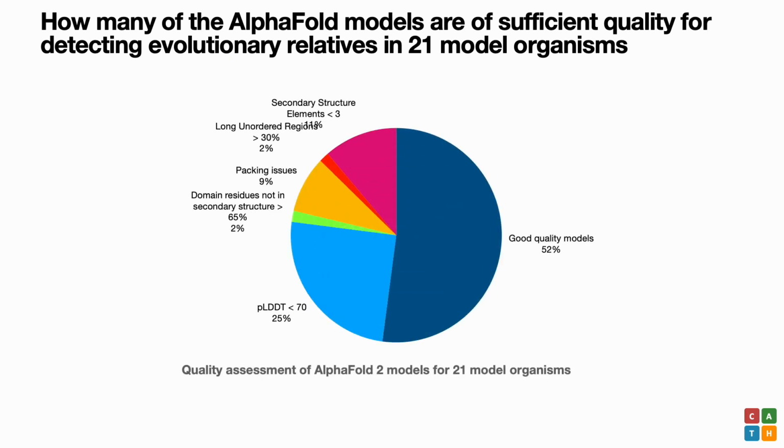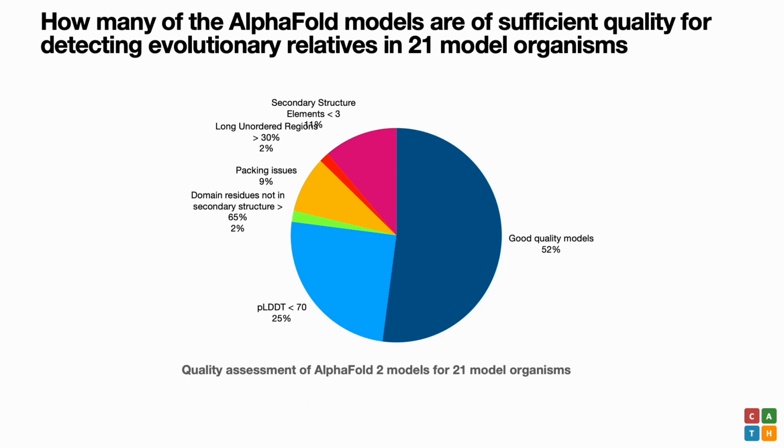roughly only 52% of models in the first release of AlphaFlow were deemed of good quality, at least for CATH purposes. The vast majority of domains that we discarded had an average pLDDT for the domain below 70. Some others showed these packing issues, or were very, very tiny, having fewer than 3 secondary structure elements.